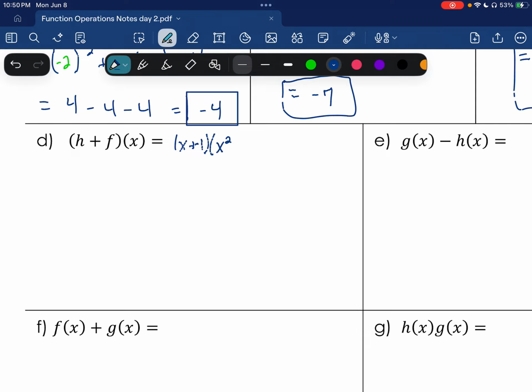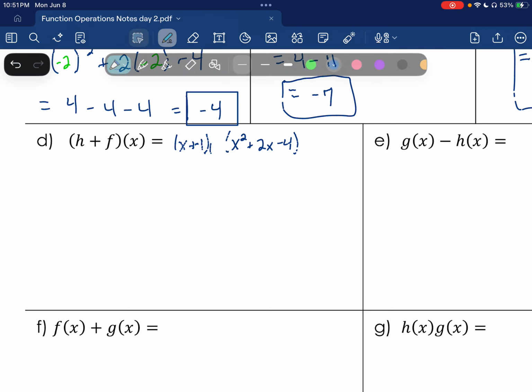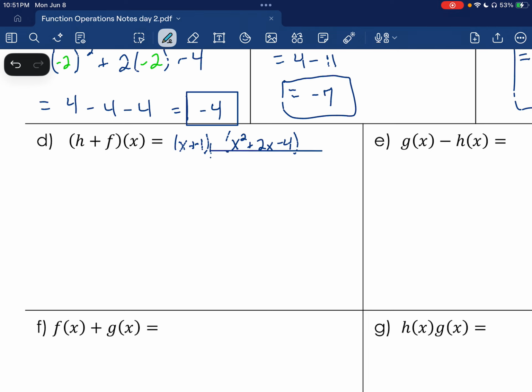G of x was that trinomial, x squared, was x. Double distribute, minus 3x.